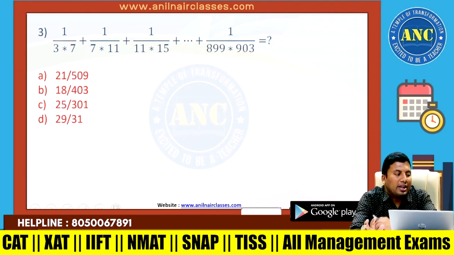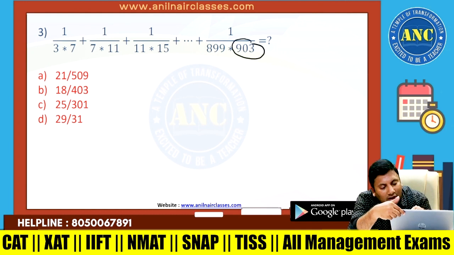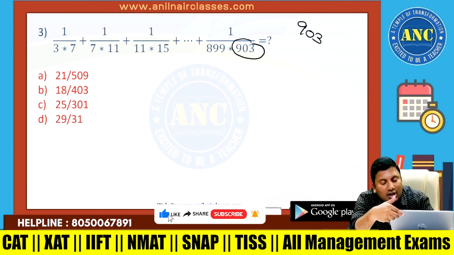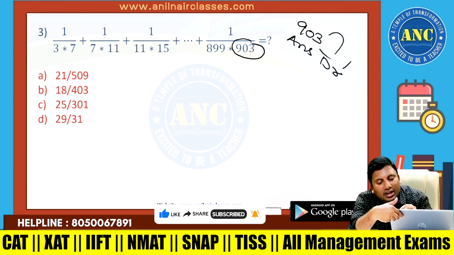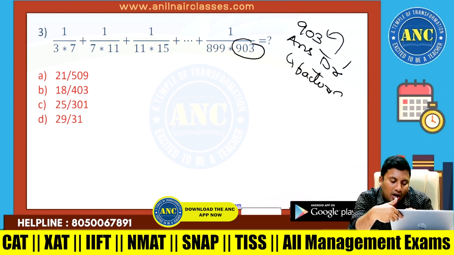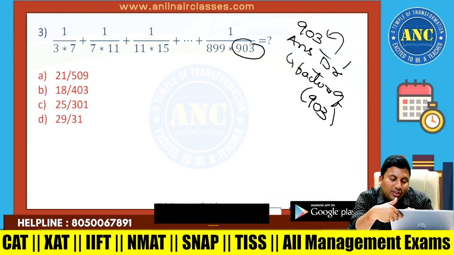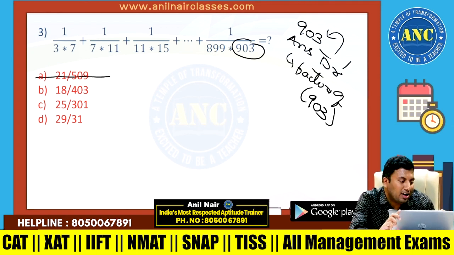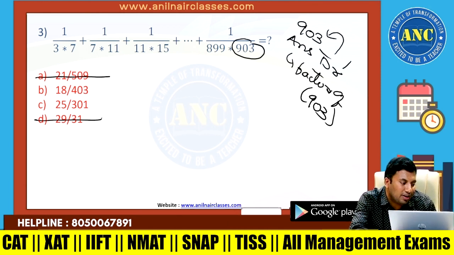Now see here, another one: 1 by 3 into 7, 1 by 7 into 11, 1 by 11 into 15, and so on up to 1 by 903. What is the last numerical value? 903. The answer denominator will either be 903 or a factor of 903. This is an acid test which you will do. 509 is not possible. 31 is not possible. We are stuck between 18 by 403 and 25 by 301.